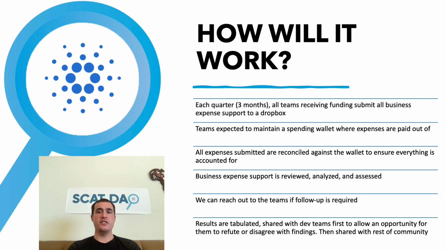Results are tabulated, shared with the dev teams first to allow an opportunity for them to refute or disagree with the findings, and then shared with the rest of the community. And to my fellow funded Catalyst cohort members, I can feel your anger that we're creating more work for you to do. Well, I propose that doing this quarterly can drastically reduce or replace the current bi-monthly reporting that we're already doing.